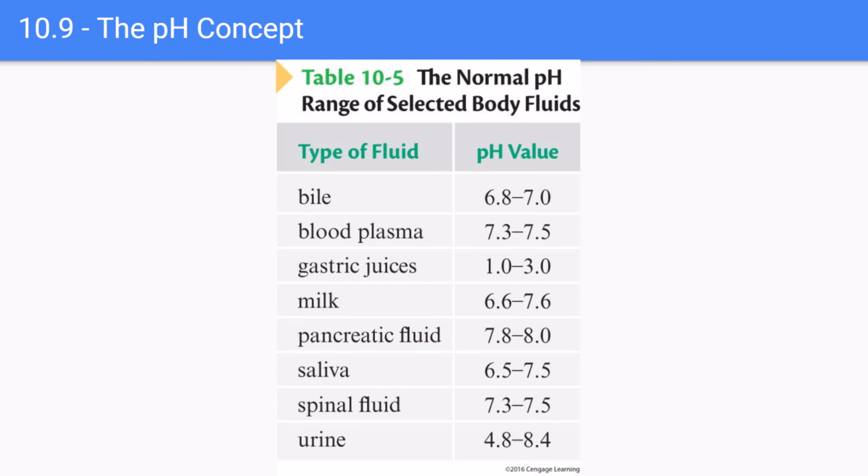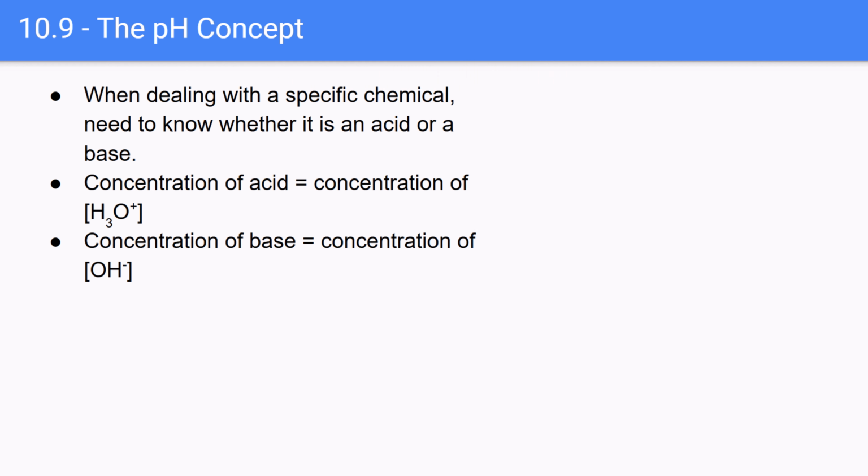And here's a table that just shows some normal pH range of select body fluids. I want you to notice very closely blood plasma, very, very strict range of pH, because you can have some very, very serious medical issues, things like ketoacidosis and whatnot, if you have a blood pH that is outside of that range. So just some things to keep in mind.